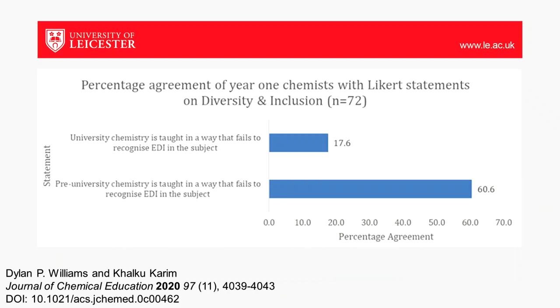So for that first question, we asked them Likert statements. We asked them to agree with two Likert statements that are structured in the same way. The structure is: stage of education is taught in a way that fails to recognize EDI in the subject. The two statements: the first one is university chemistry, one is pre-university chemistry.